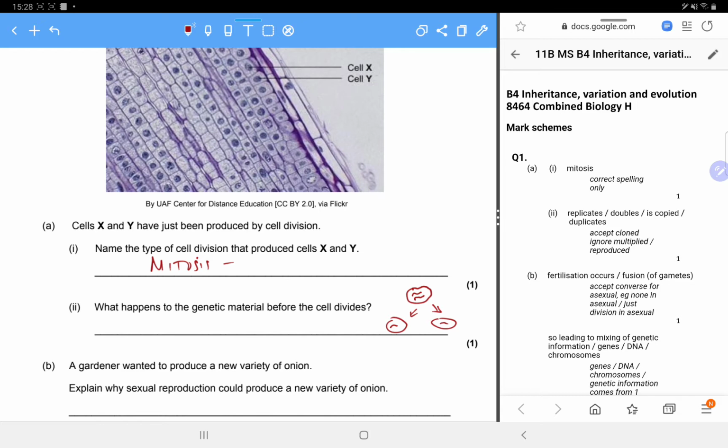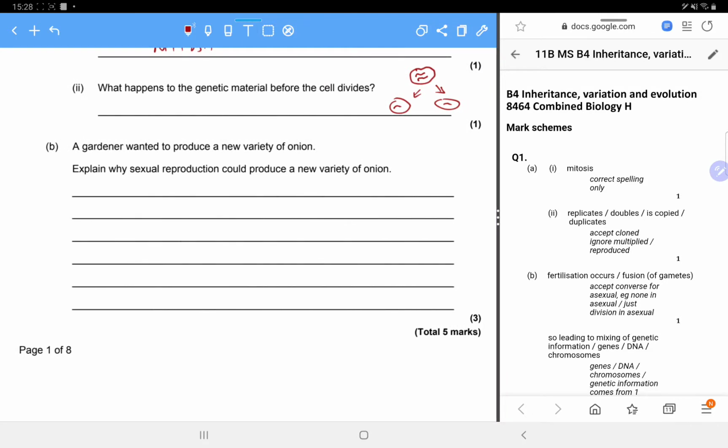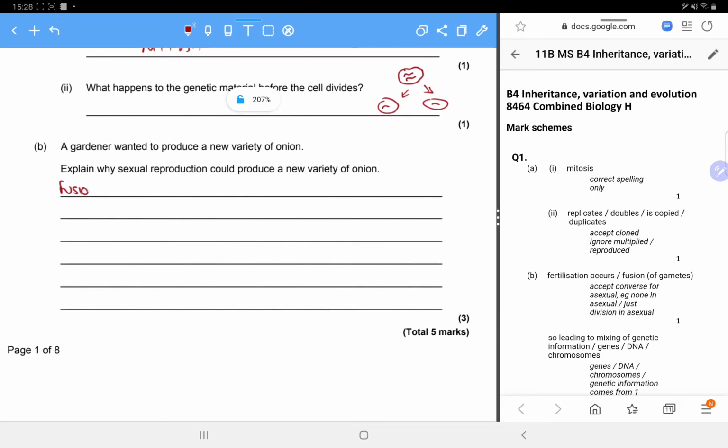Okay. A gardener wanted to produce a new variety of onion. Explain why sexual reproduction could produce a new variety of onion. Well, the first thing to say here is that sexual reproduction is the fusion of gametes. Okay, that is the definition of sexual reproduction. And so in animals, that would be sperm and egg, and in plants, that would be pollen and the egg.